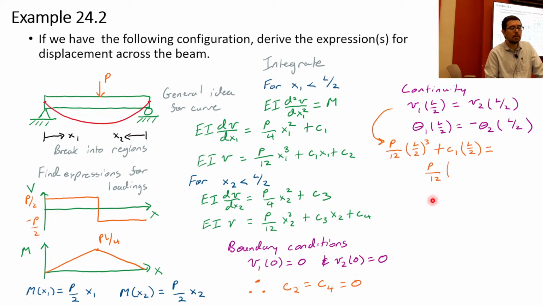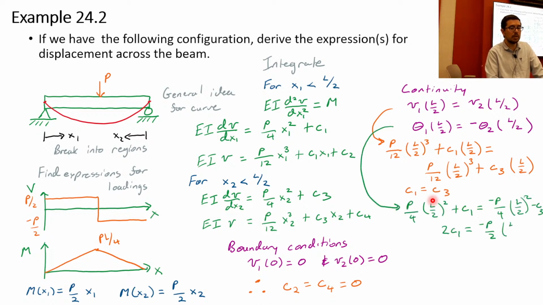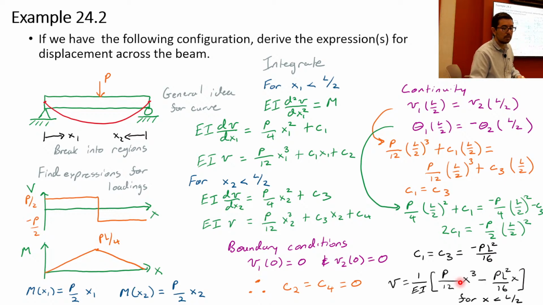And so then we can go ahead and use these relationships to solve for C1 and C3, and we can then write the complete expression for the elastic curve for x less than L over 2, right? And then if we want, we can write the flip for an x2 coming the other direction. Okay.